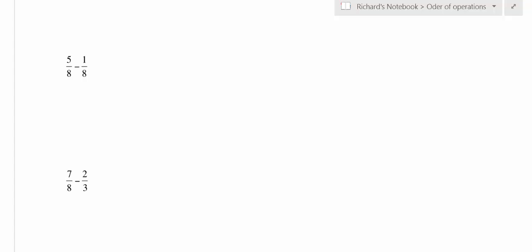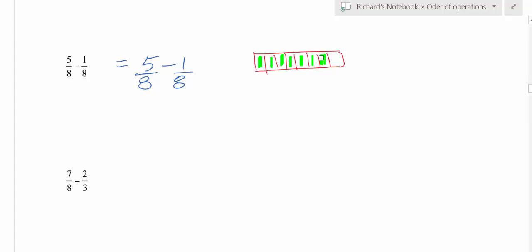So let's just take a look at this fraction. That's like 5/8 minus 1/8. Well, the pieces are the same size. Here, let's just do it pictorially. So I've got a fraction here representing 5/8. I've got a whole divided into 8 pieces. I'm going to take one of these pieces away, like this. Well, look at that.